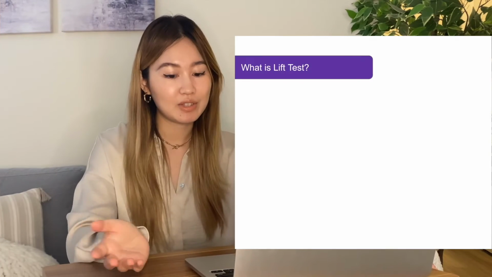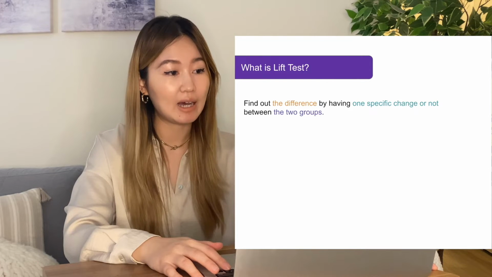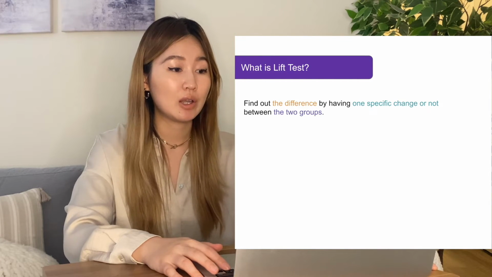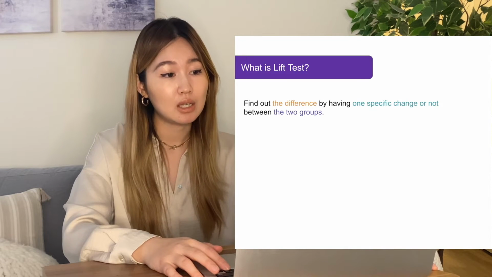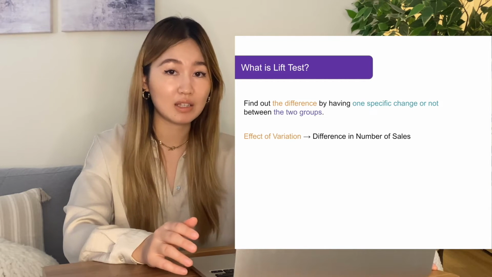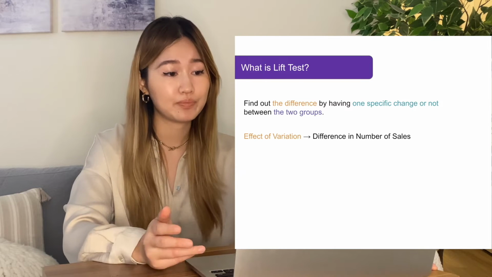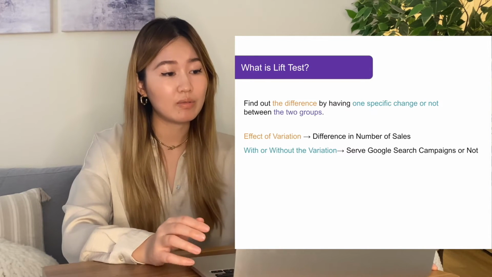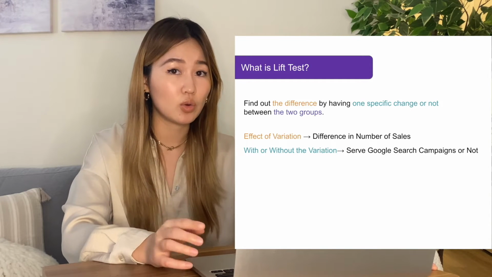So what is lift test? Looking at the definition, it is to find out the difference by having one specific change or not between the two groups. So there are three keywords there. The first, difference. In marketing test, normally we're looking at a campaign effectiveness. So for example, if a campaign can drive more sales. And the second, with or without the variation, is related to that one specific change or not.